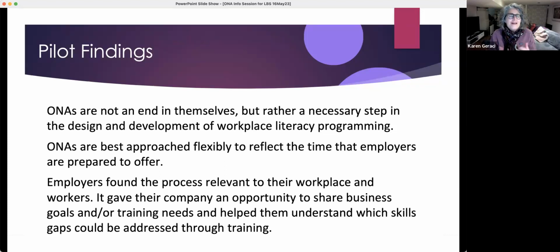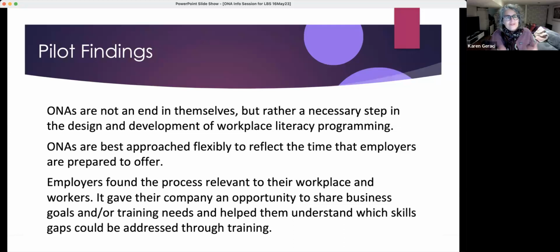And this was something that we kind of recognized going in. So the way that the ministry funding worked was that first year was about conducting organizational needs assessments. Second year would be about conducting or trying out workplace literacy, which is kind of a weird way to separate things, because ONAs are not an end in themselves. They are always a means to an end.